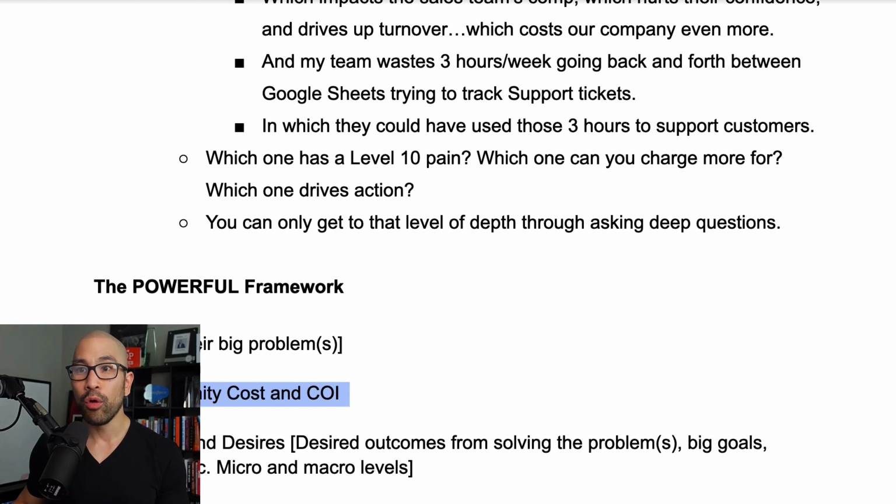All right. W, what are their wants and desires? This goes beyond just solving a problem. It's what's the desired outcome from solving the problem or problems? What are their big goals? What are their initiatives? And it's really understanding not just from that micro level, but also from the macro level as well. This is very, very vital.